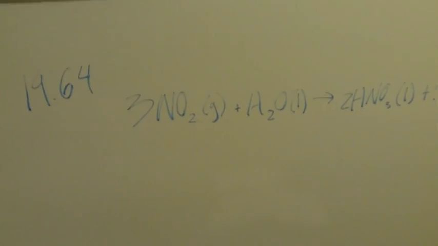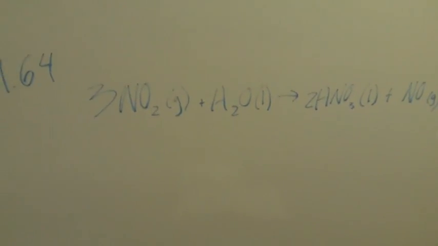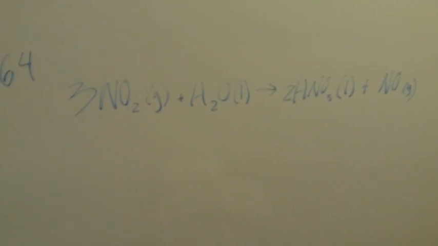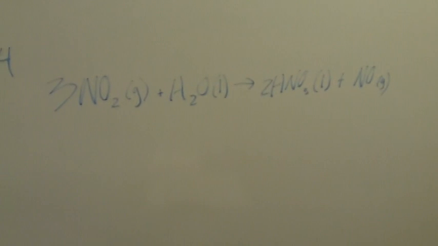19.64, nitrogen dioxide, NO2, an air pollutant, dissolves in rainwater to form a dilute solution of nitric acid. The equation for the reaction is given. Calculate delta S for the reaction in joules per Kelvin.